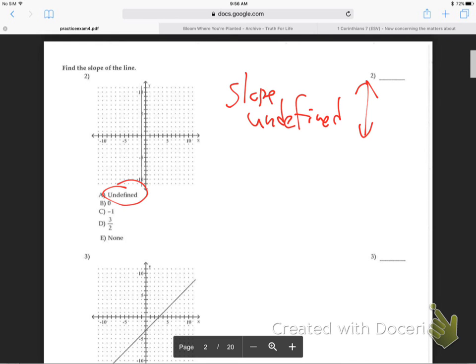I don't even know which one's on the test, but what if they give you a flat line? What would that slope be? 0, right? A flat line is slope 0, straight up and down is slope undefined. Have those on your 3x5 card for tomorrow.